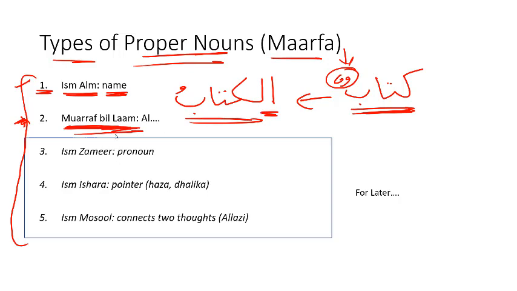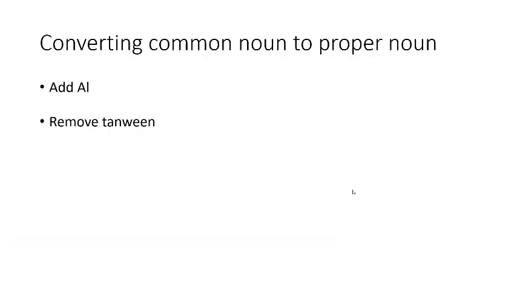So this is a proper noun, and since we've added the al in the beginning, that's why this is called mu'arraf bil lam. The other types of proper nouns are ism zamir, which would be a pronoun, ism ishara, which are pointers, and ism mausul, where we connect to thoughts. We will cover these types of nouns later.